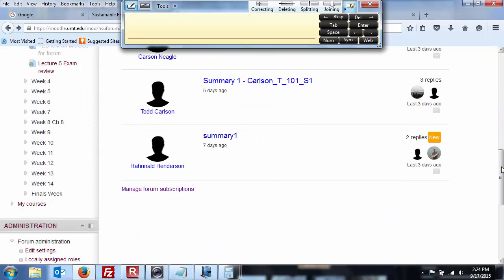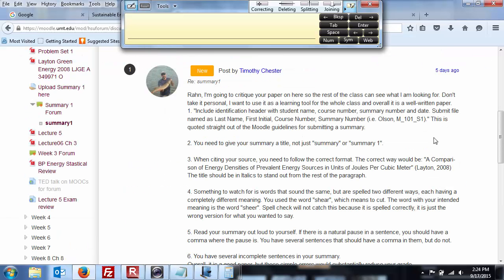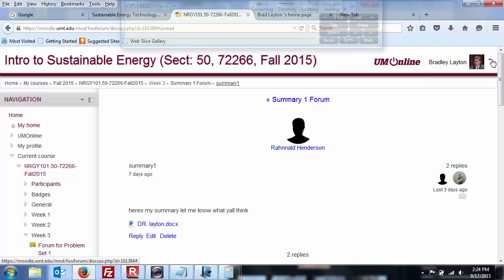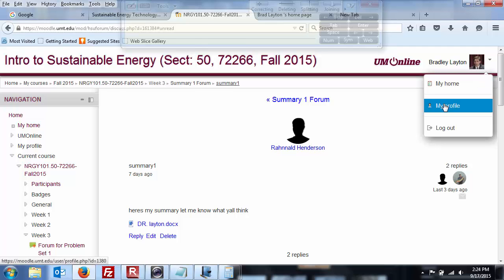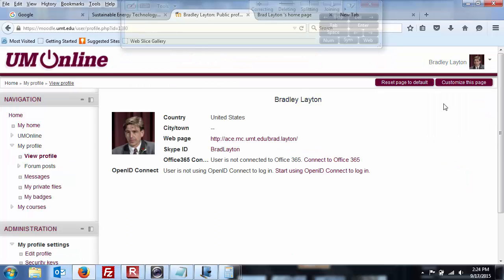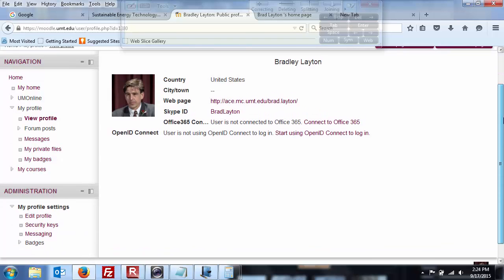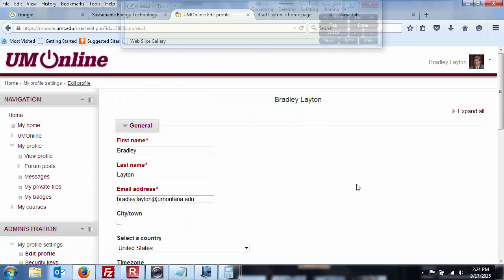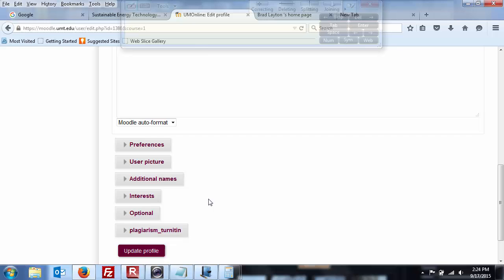So could you just quickly show me again where you go and add a picture to it? Oh, yeah. If you haven't done this yet, it's just my profile, and then edit profile. Got it. And then User picture. Okay, there it is.